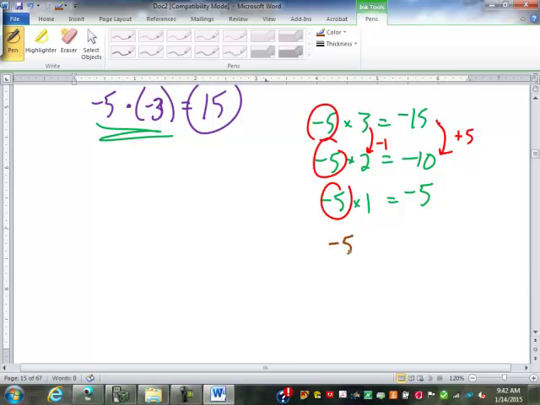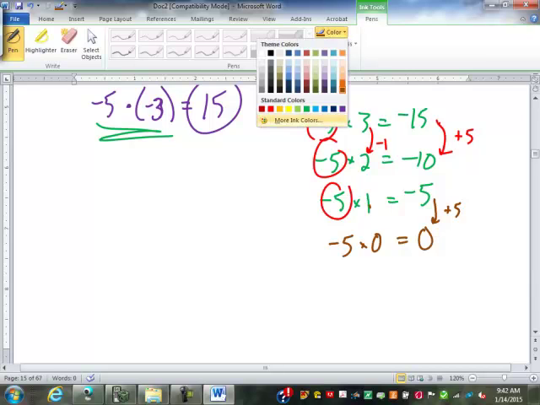So if I keep going here, I still start with a negative 5. I'm going to reduce this by 1 to 0. What's negative 5 times 0? Well, anything times 0 is 0, right? The answer went up by 5 again. So the pattern holds.